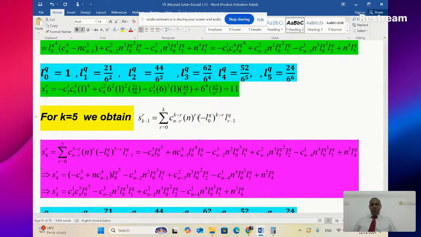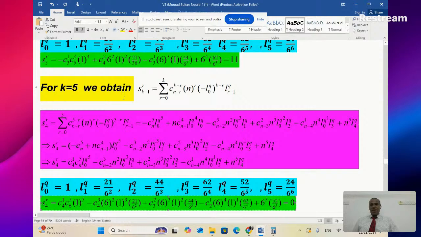Now we substitute k equal 5 in this discriminant. That's why it is S4, simply because 5 minus 1. This is 5 simply because k is 5. Combination n minus r choose 5 minus r, because here k is going to be 5, n raised to the power r as it is here, negative 1 raised to the power k minus r, where k is 5. That's why it's written here 5 minus r times L r minus 1 over the q. After simplifying this, learners, we wrote it in its simplest form.